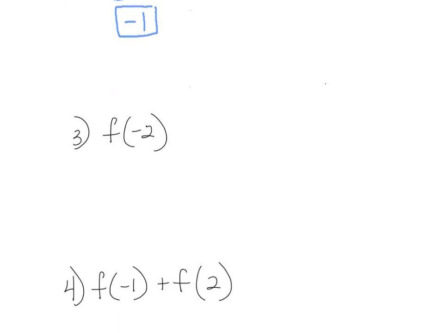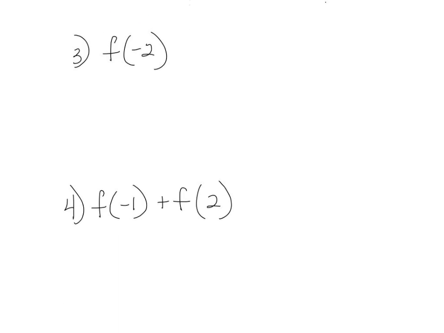Okay? All right, so 3 and 4, try on your own. We're using the same exact function rule, where f of x equals 2x minus 3. So go ahead and do 3 and 4. Pause the video now and we'll get back to it and check your answer.